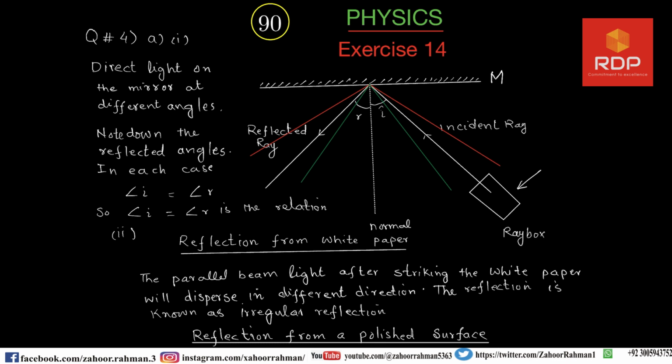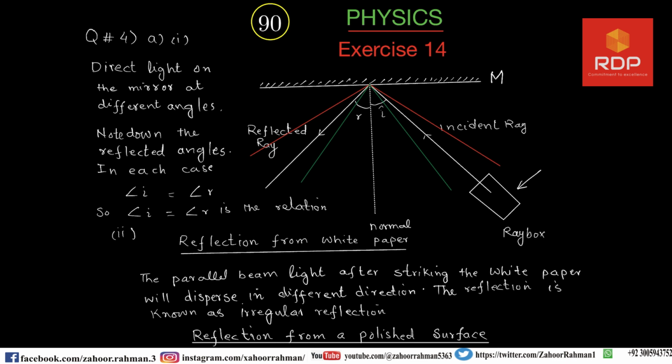So generally we can say: direct light on the mirror at different angles. Note down the reflected angles in each case. Angle I is equal to angle R. So angle I is equal to angle R is the relation between the angle of incidence and the angle of reflection. That is what the first part was saying.